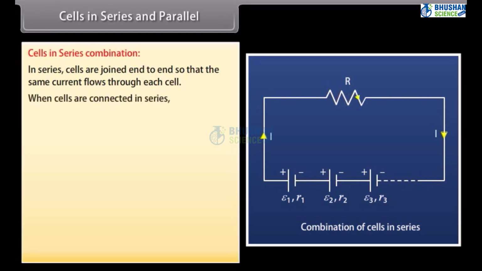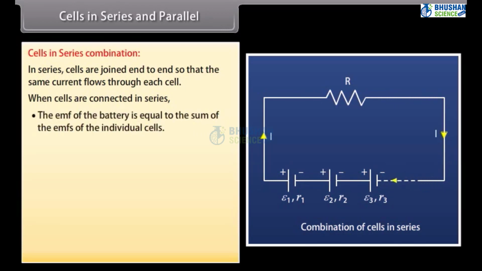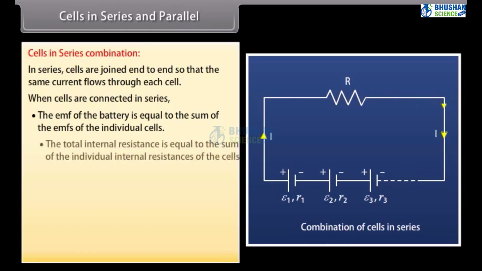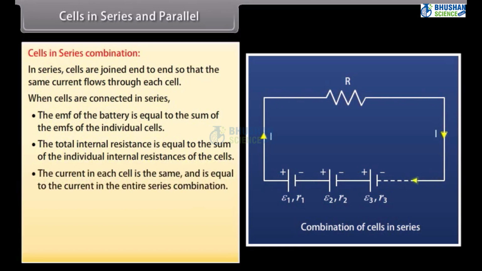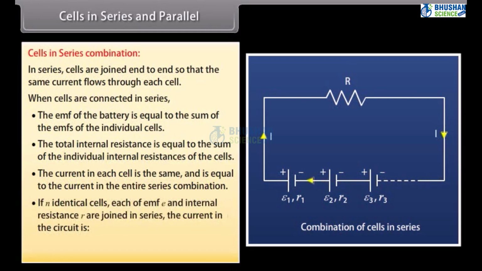When cells are connected in series, the EMF of the battery is equal to the sum of the EMFs of the individual cells. The total internal resistance is equal to the sum of the individual internal resistances of the cells. The current in each cell is the same and is equal to the current in the entire series combination. If n identical cells, each of EMF E and internal resistance r, are joined in series, the current in the circuit is equal to nE divided by (R + nr).